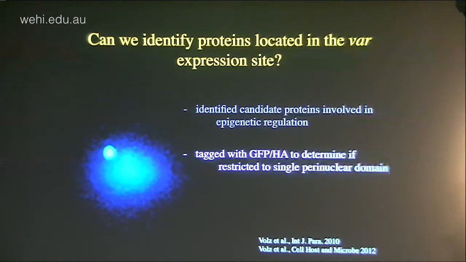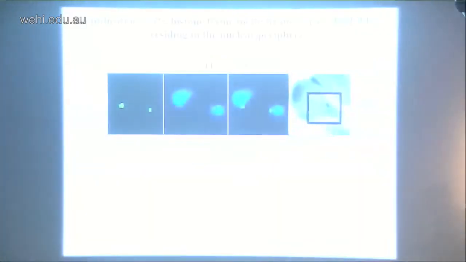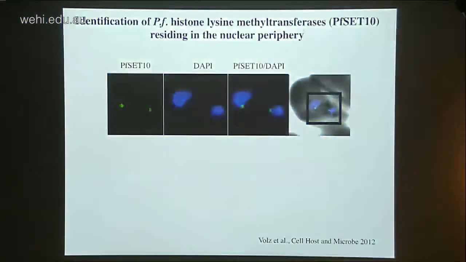We did this by looking at all of the proteins and genes that we thought would be involved in epigenetic regulation, tagging them with GFP or HA, and identifying any that were expressed and localized within that single spot. Out of the 30 that were looked at, one was found, and that happens to be a P. falciparum histone lysine methyltransferase, that we call PfSET10.